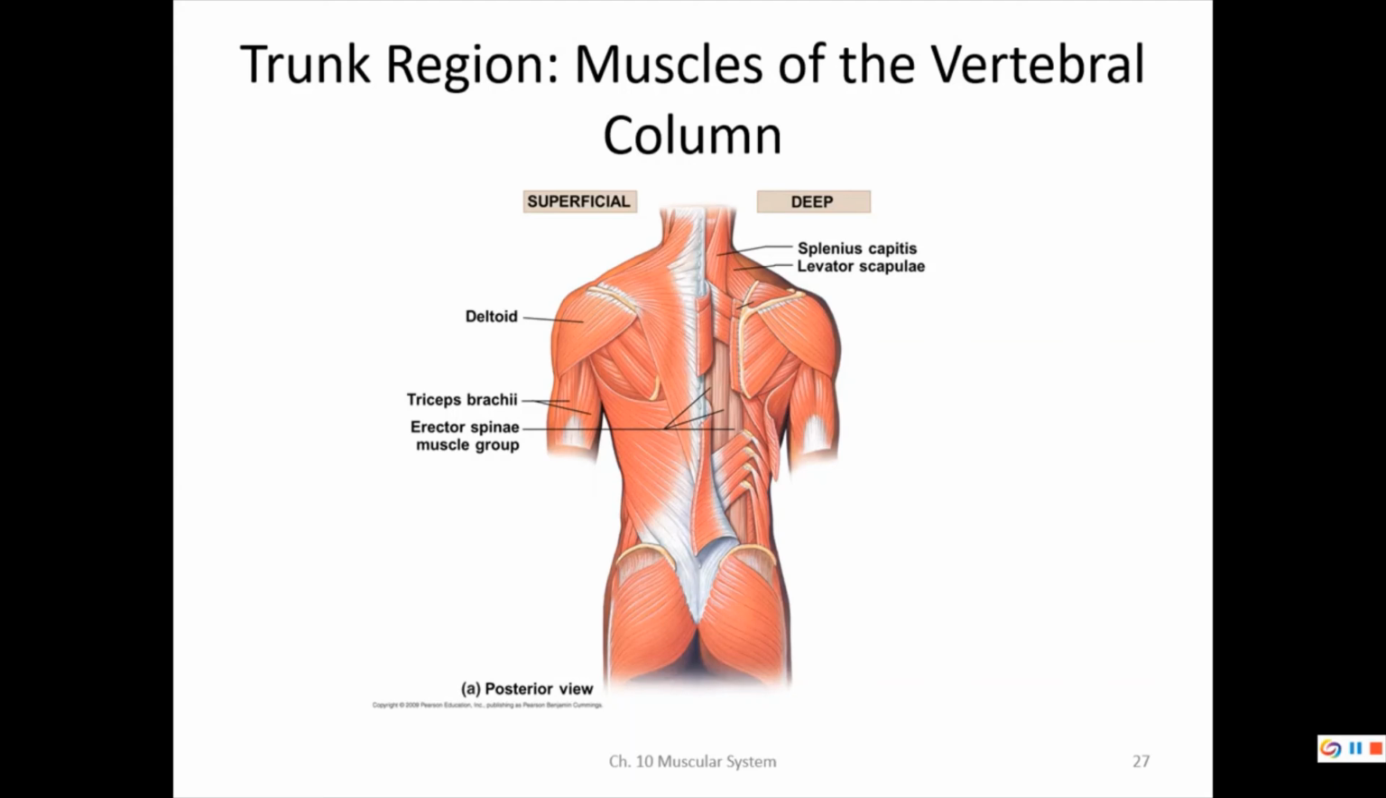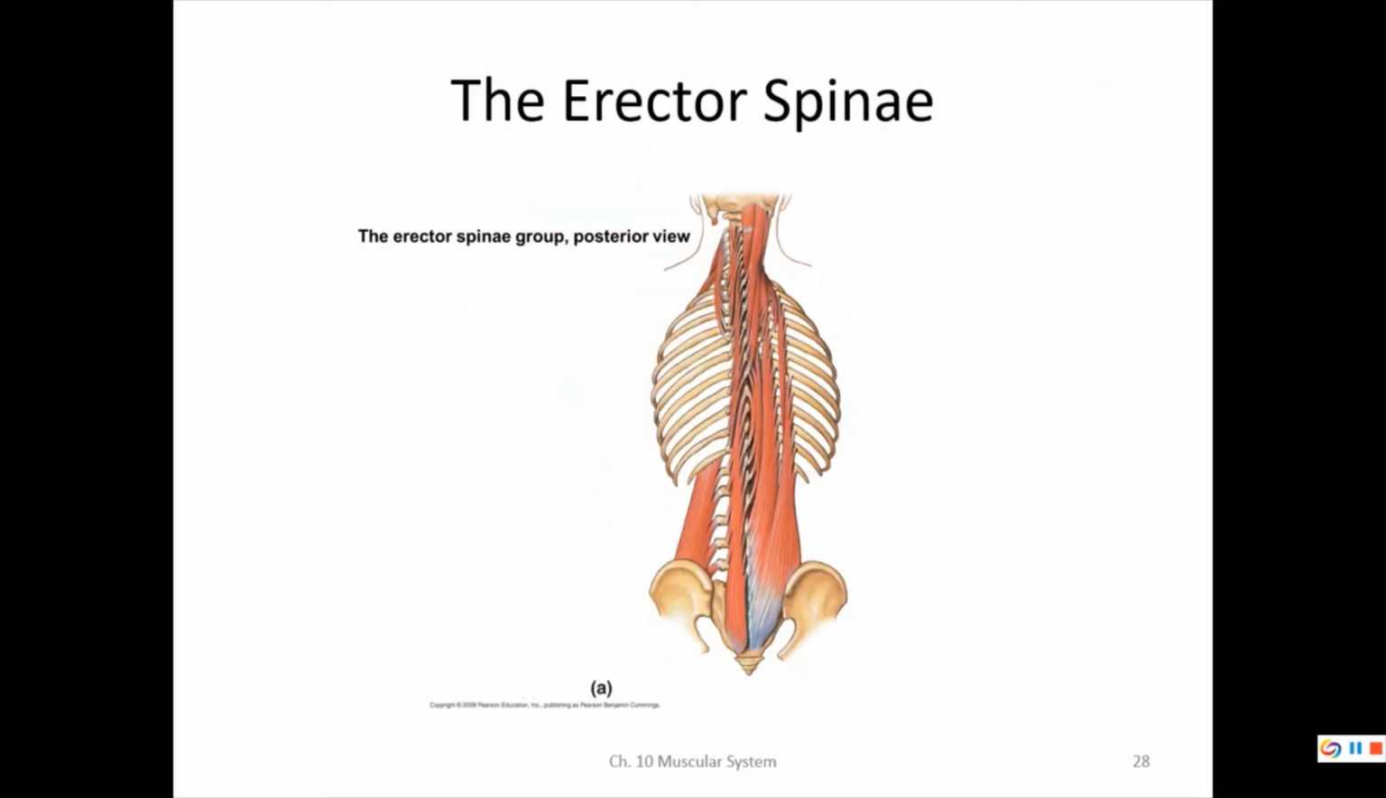Okay. And here you can see the erector spinae group. This is actually the quadratus lumborum right here. All these muscles are collectively called the erector spinae group.